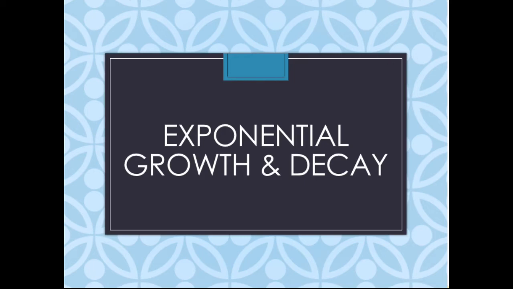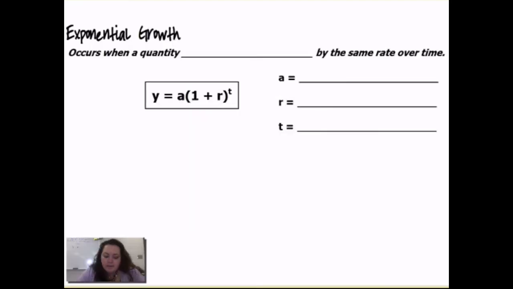Alright, this video is on exponential growth and decay. Exponential growth occurs when a quantity increases by the same rate over time. And the equation is y equals a times the quantity 1 plus r raised to the t power.